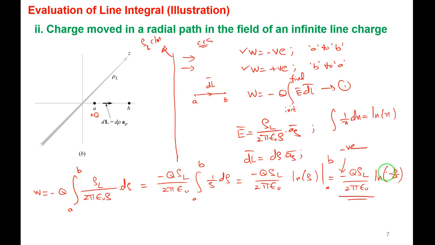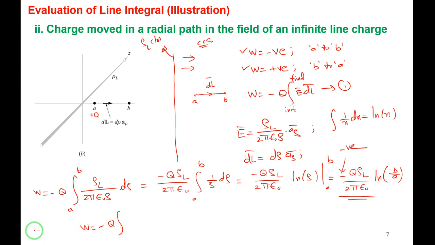I will get ln of B to A, so you will get ln of A by B. If I want to write ln of B by A only, this sign will change, that's all. So in the second case, W is equal to, I will write this formula, minus Q.